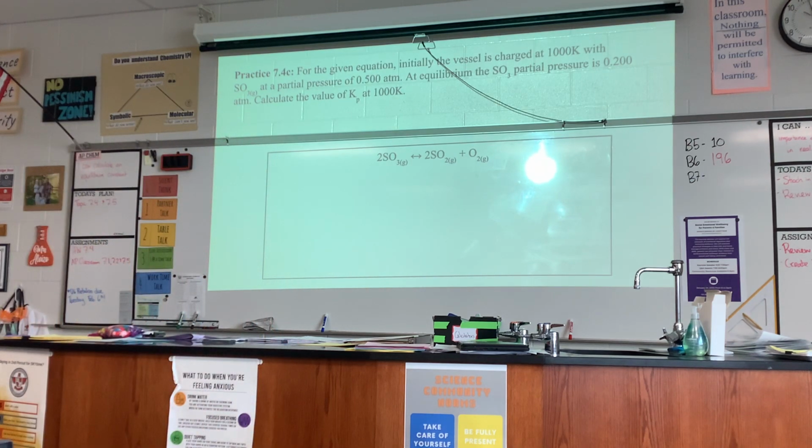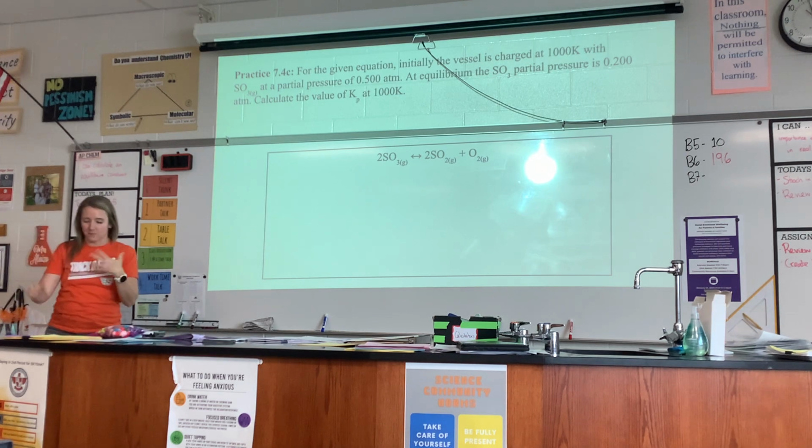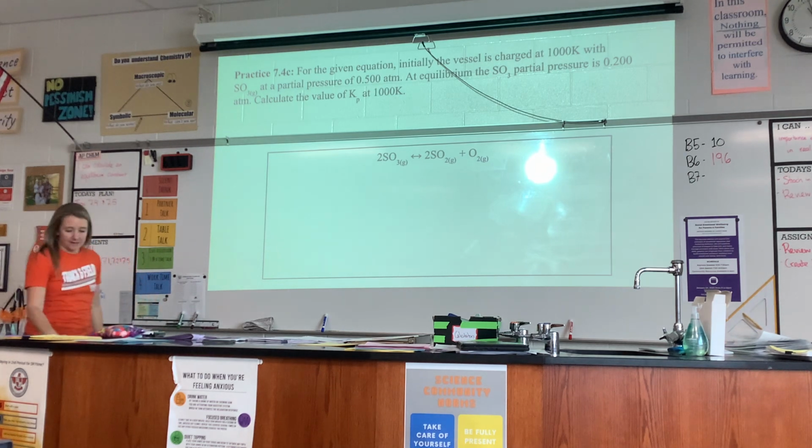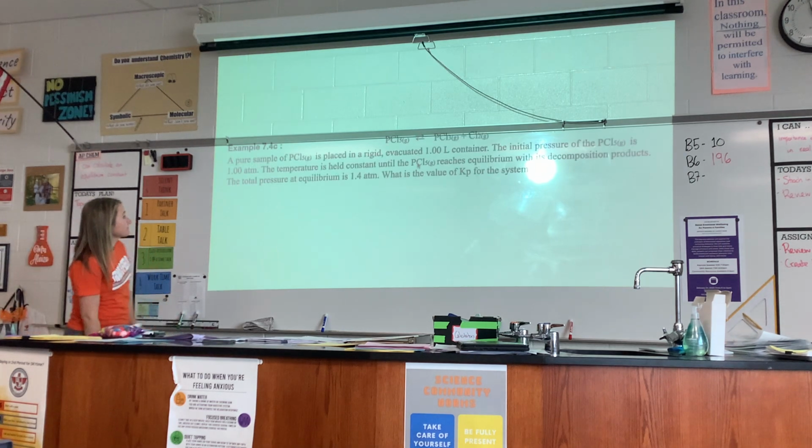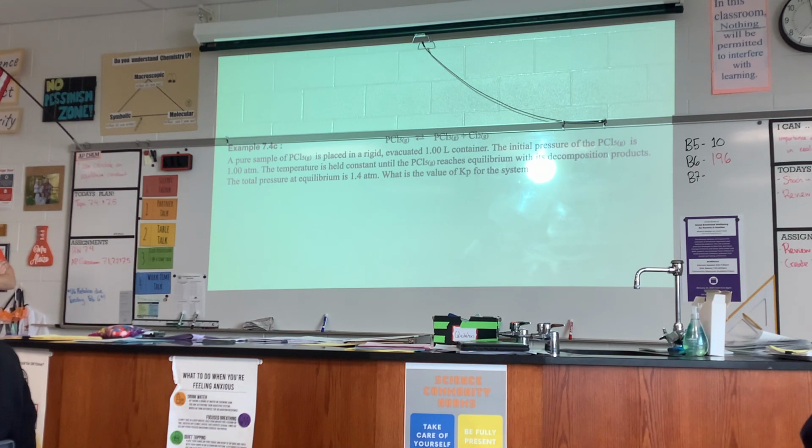Same goal, but there's something a little different we have to approach it with. Okay? Alright, so the question says that a pure sample of PCl5 is placed in a container. The initial pressure is 1 atm. The temperature is held constant until it reaches equilibrium with its decomposition products. The total pressure at equilibrium is 1.4. What is the value for Kp?